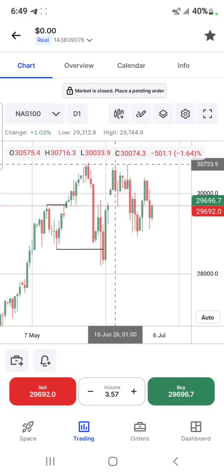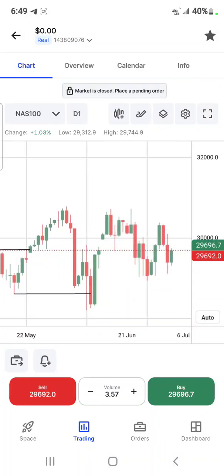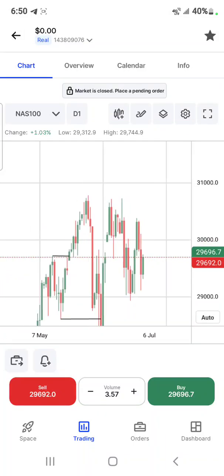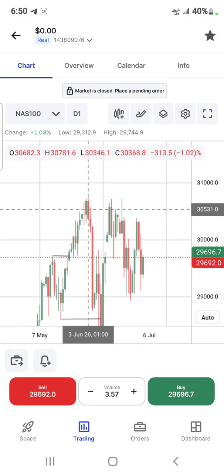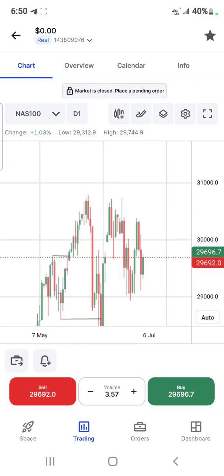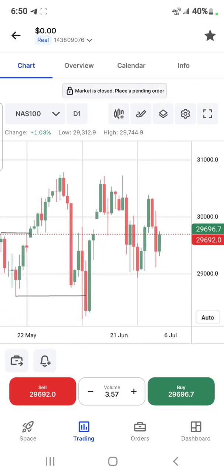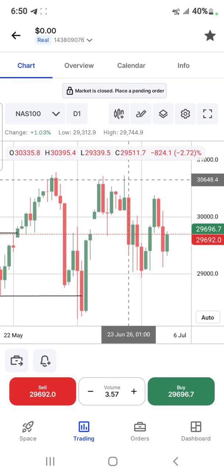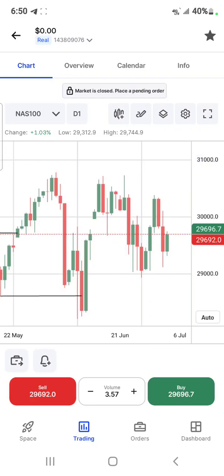to the supply zone. This is our supply zone right above here. This is our supply zone which market came into. As market tapped into the supply zone, let's go down to our 4-hour time frame so that you can see the clearer picture of what has been going on.